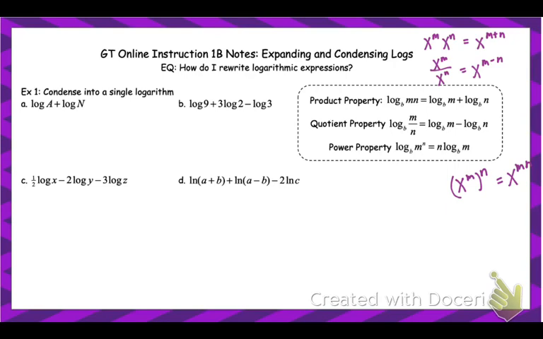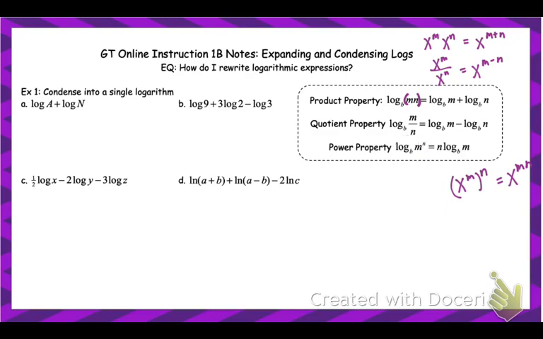Now the difference here is that the multiplication is not of our bases, our multiplication here is of the argument. Okay, so if there's multiplication within the argument of a log, you can separate that into two logs that are added. If you have division in the argument of a log, you can separate that into two logs that are subtracted. And then if you have a power raised to a power, then basically you can take that power and move it to the front and multiply it by the entire log.